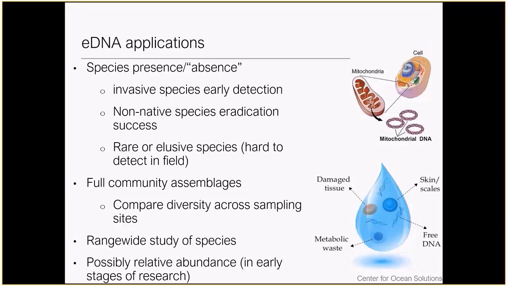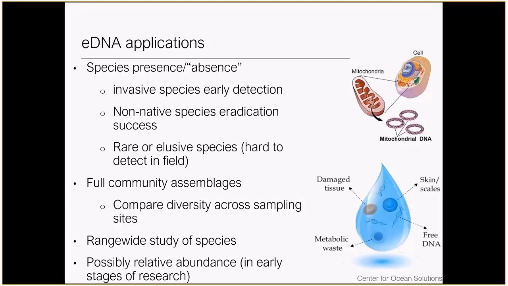This can be really helpful for rare or elusive species that may be hard to detect using more typical field methods. We could use another approach where we get a full community assemblage of maybe a group you're interested in looking at, and we could compare diversity across sampling sites. This could be used really broadly as a range-wide study of species. And there is also a possibility of using this methodology for looking at relative abundance. This is in the early stages of research, so I'm not going to go into that in too much detail, but I imagine there's going to be a lot more refinement in that area coming soon.